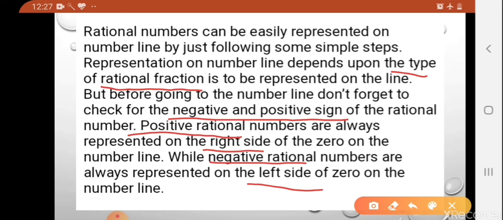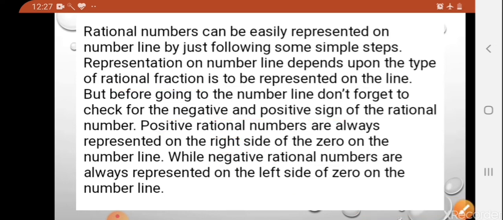Type we will study just now. Next we have to see whether it is a negative or a positive sign. We have to see which sign is there. Next, if it is a positive rational number, it is clear that it will lie on the right side of the number line, and if it is a negative rational number, then it will lie on the left side of the number line.